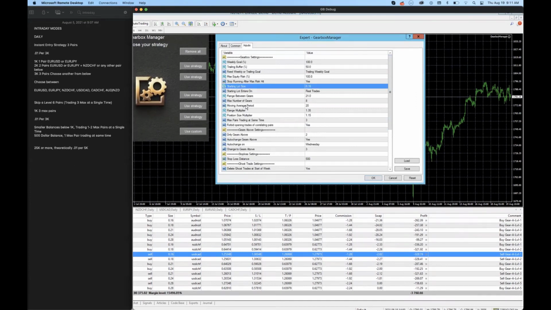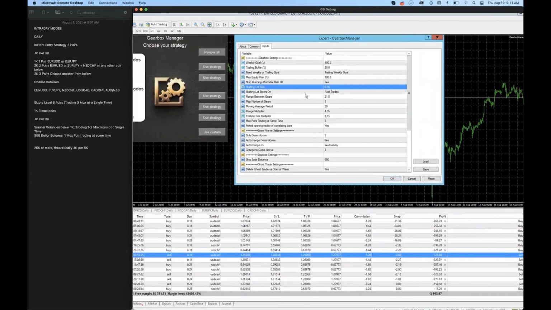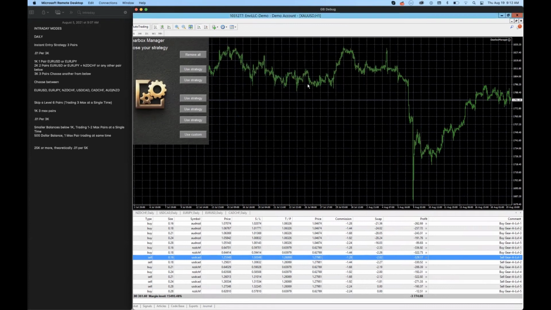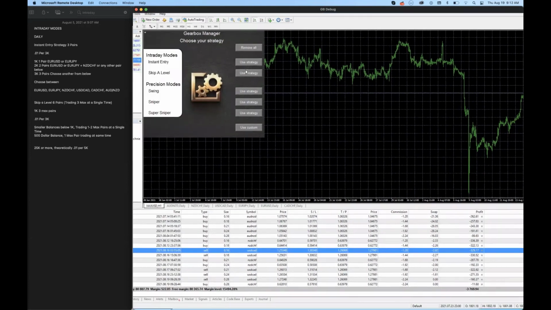I went ahead at 0.16. You could go more conservative too. As I recommended, for 25K and more, you could go to 0.01 per 5K. But we went 0.01 per 3K still on this account. So we got a 0.16 starting lot size. And then all we did is we went over here and we applied our skip a level strategy and just hit this button. And that's how easy it is to apply.